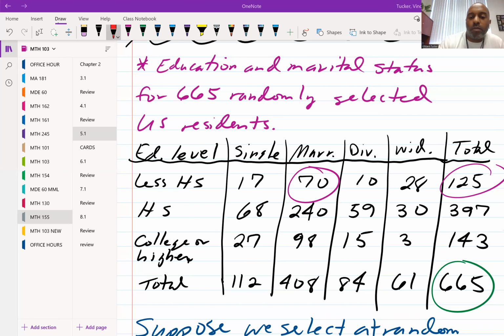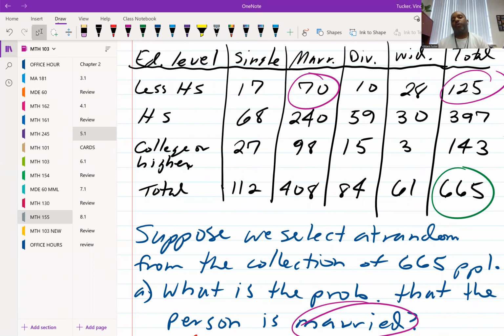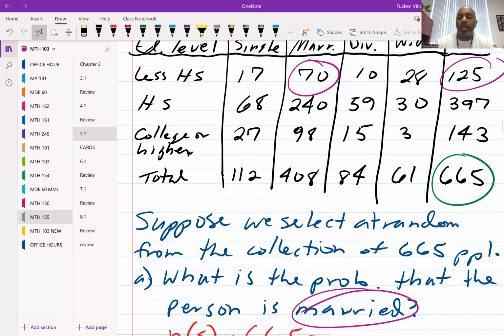All right, scrolling up some. So suppose we select at random from the collection of 665 people. What's the probability the person is married? Give a chance to write the stuff down, of course, for those who are writing.